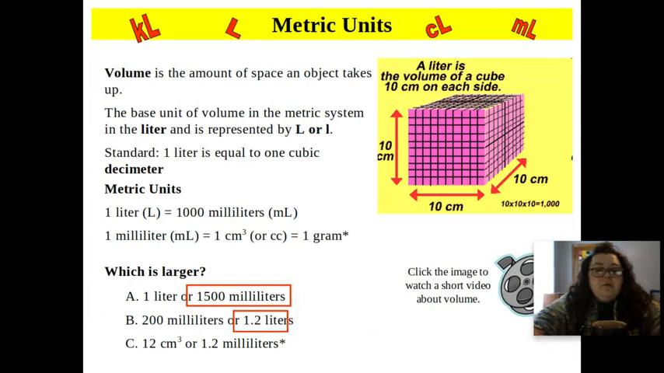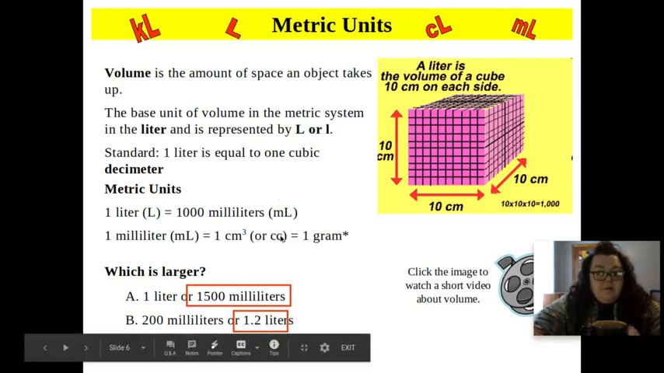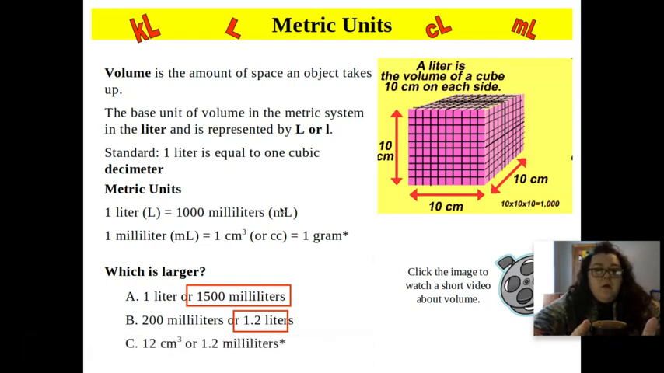This is tricky. This last one, we have 12 centimeters cubed, or 1.2 milliliters. If we look back up here, we know that 1 milliliter is exactly 1 centimeter cubed. So out of the two on the bottom, the 12 centimeters cubed is going to be larger than 1.2.